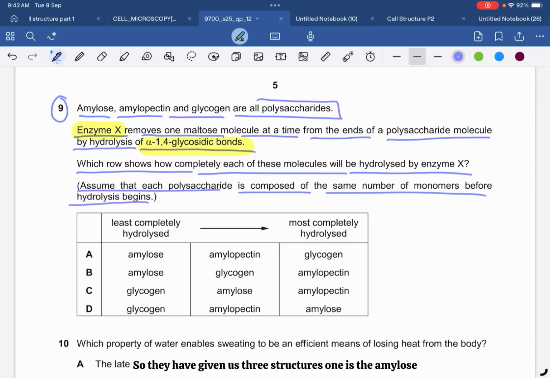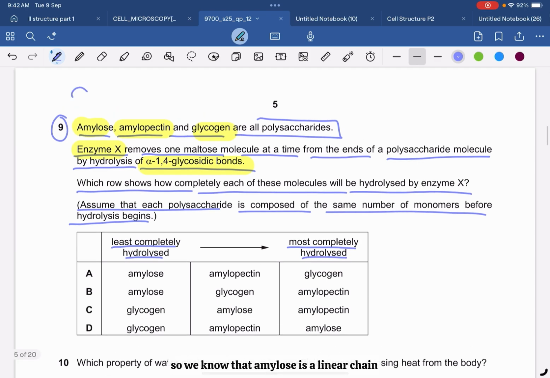So they have given us three structures. One is the amylose, and then the other is the amylopectin, and the third one is the glycogen. And they are asking which of these in a sequence is least completely hydrolyzed and which of them is most completely hydrolyzed. So if I start with the amylose over here, we know that amylose is a linear chain and it only has the alpha 1,4 glycosidic bond.